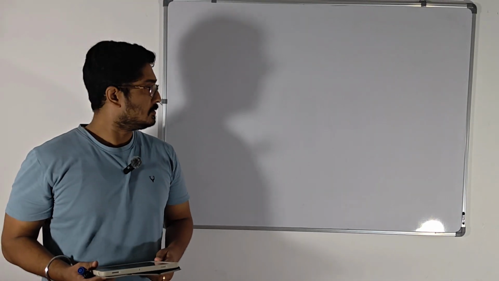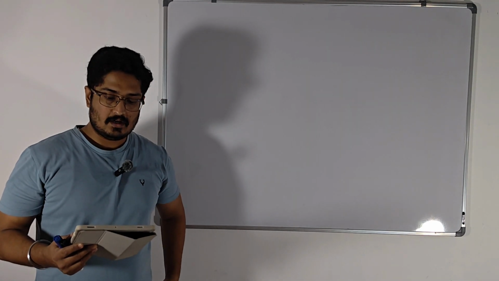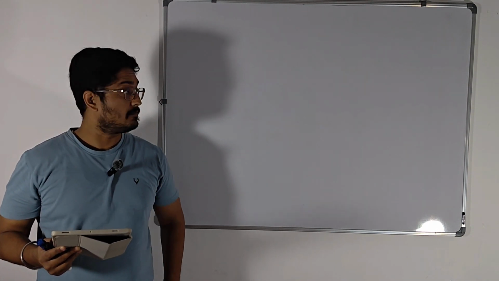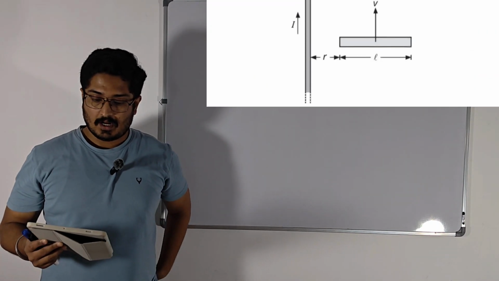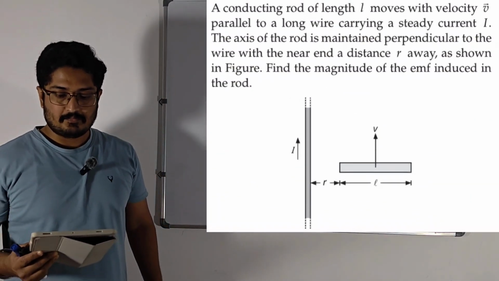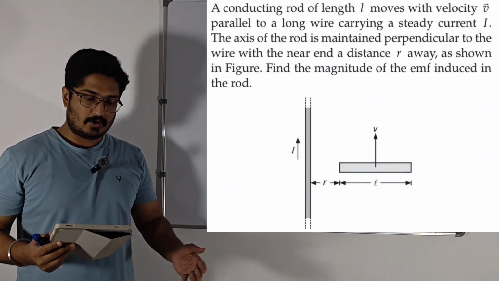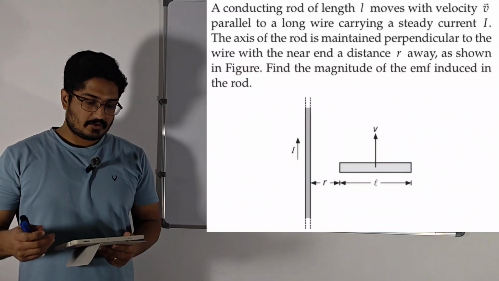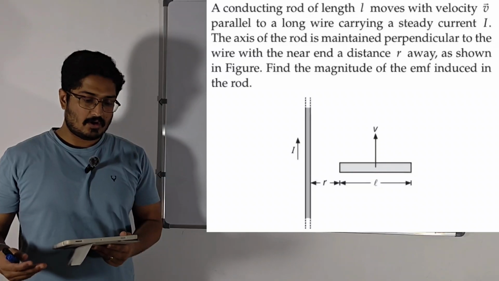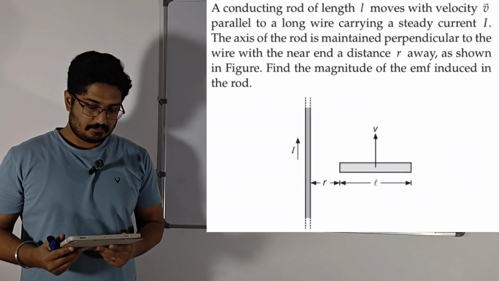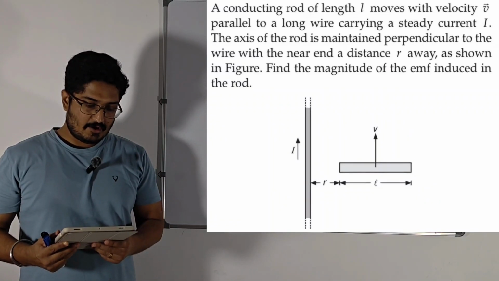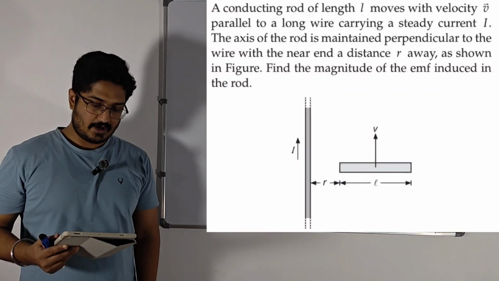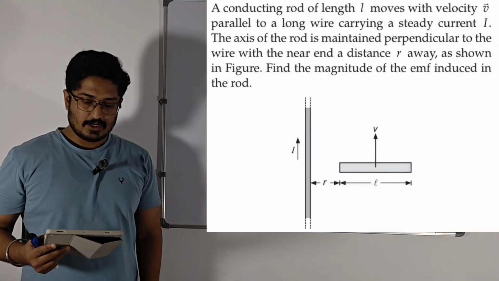Yes, hello everyone. So now we are discussing a question again on EMI. Please look at the question first of all. It says a conducting rod of length L moves with velocity V parallel to a long wire carrying steady current I. The axis of the rod is maintained perpendicular to the wire, with the near end of the rod a distance r away as shown in the figure. Find the magnitude of the EMF induced in the rod.